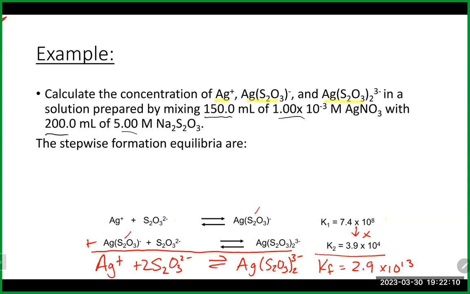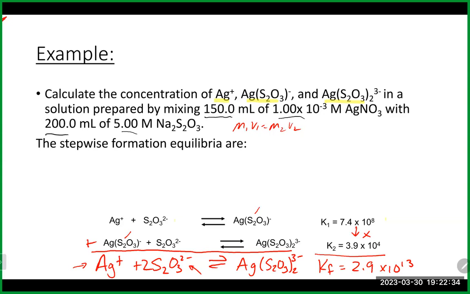So in this case, I'm looking for a lot of things. I'm going to look at the overall reaction to begin with. But to do that, I do need the concentrations of these ions after they are mixed. So that is going to be a little M1V1 equals M2V2 action. Our total volume here is 150 and 200, which is 350.